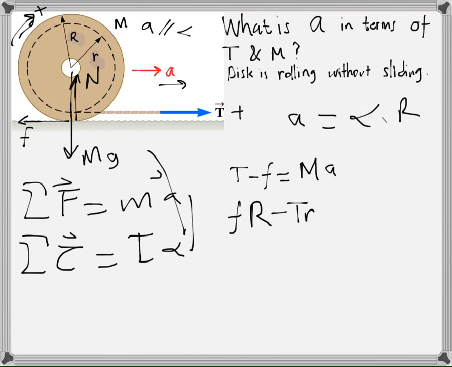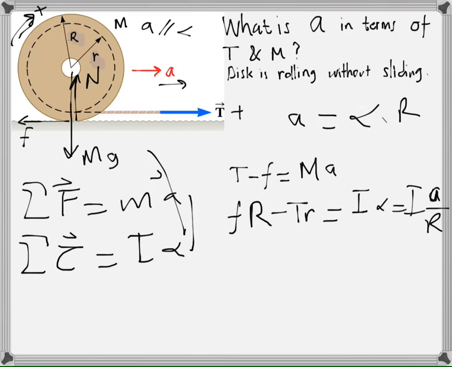It has inner radius, and this is equal to the moment of inertia of the spool times alpha. And instead of alpha, I put A divided by small r or capital R? A divided by small r or capital R? Capital. Because it's rotating on the outer radius. So I have two equations with two unknowns.